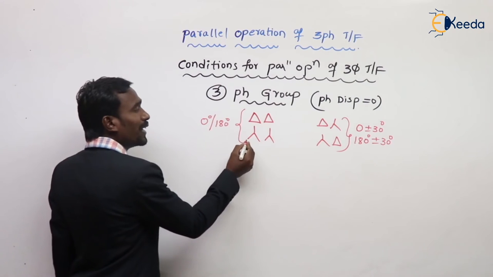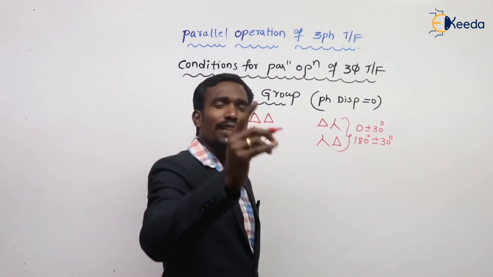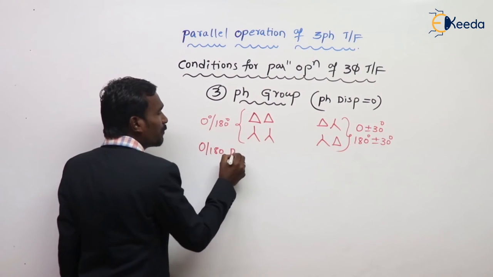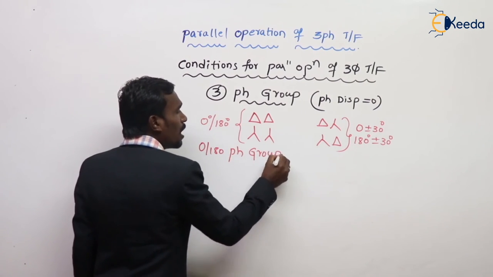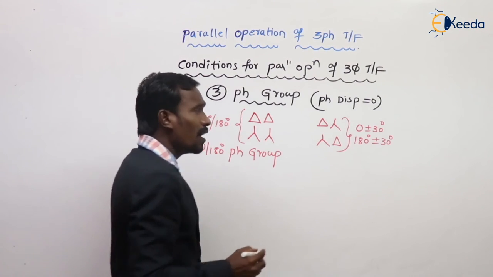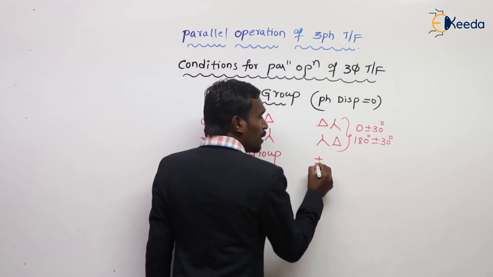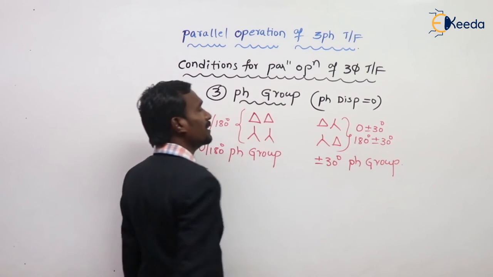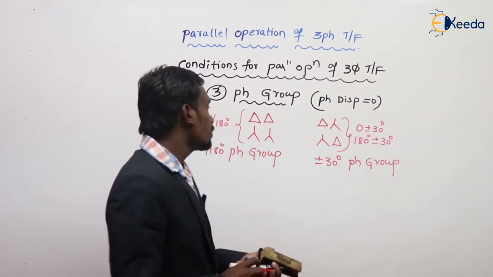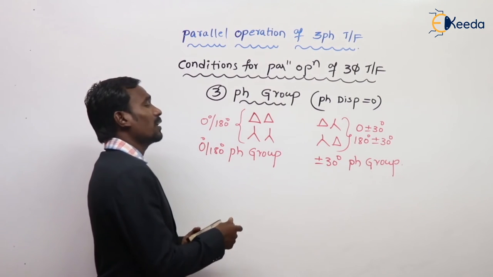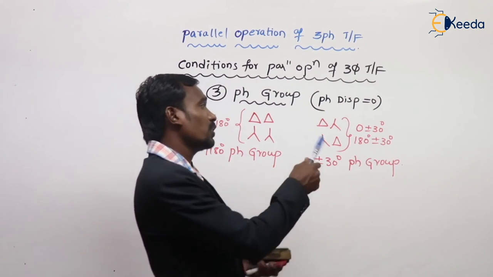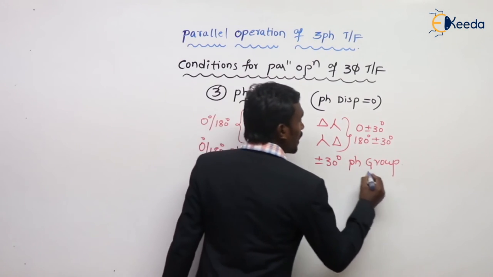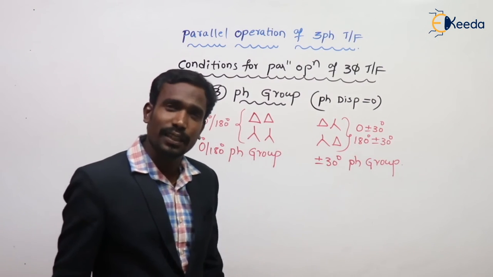These two belong to phase group 1, these two belong to phase group 2. These are called the 0 or 180 degree phase group. And these are called the plus or minus 30 degree phase group, because 0 plus 30, 0 minus 30, 180 plus 30, 180 minus 30. That's why it is called plus or minus 30 phase group, and this is the 0 or 180 degree phase group.